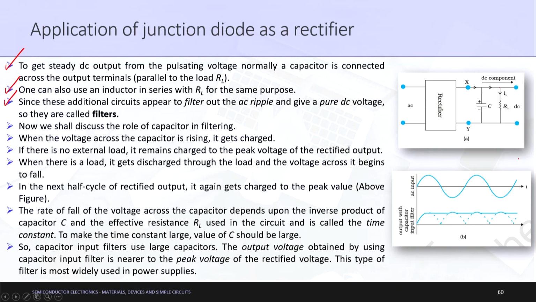Since these additional circuits appear to filter out the AC ripple and give a pure DC voltage, they are called filters. What does it mean basically? Let us say we add an input voltage here. Finally, what is the output with a capacitor input filter? This is the output. You can see that this is almost a DC, almost a steady voltage which we are obtaining.